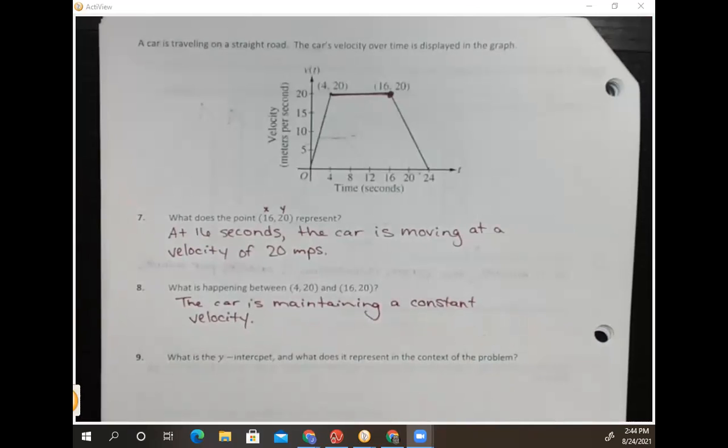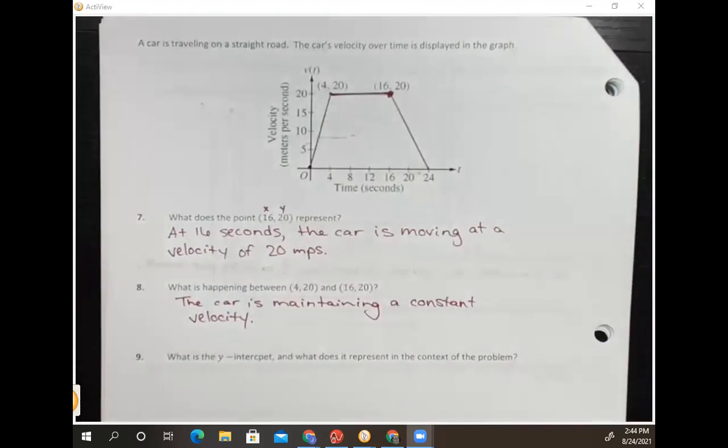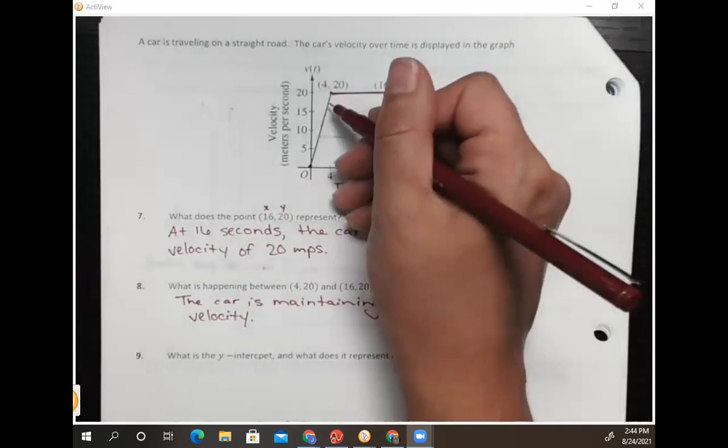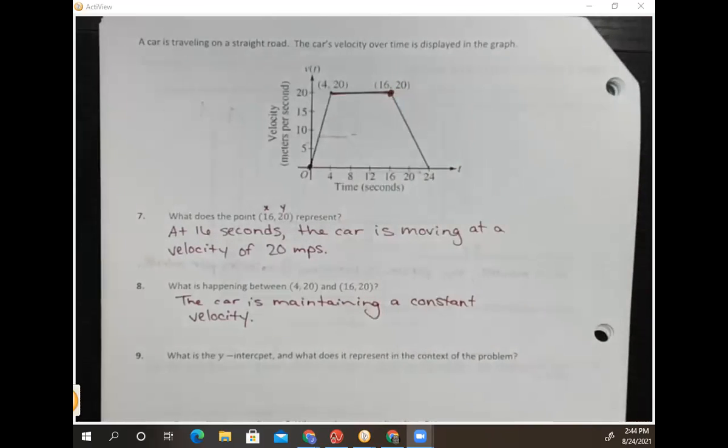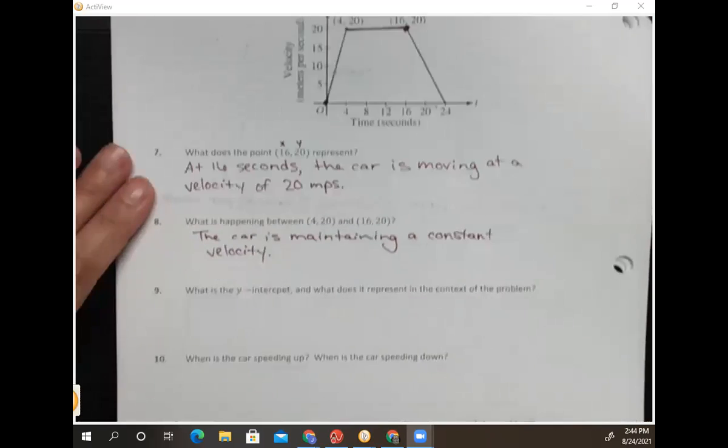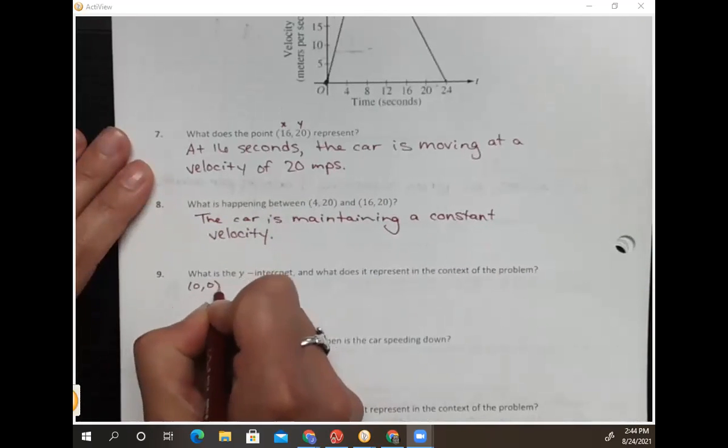Number 9, what's the y-intercept and what does it represent in the context of the problem? Remember, y-intercept is where we cross or touch the y-axis. Yeah, so this one is maybe a little tricky. I had a couple people earlier today say, I don't know if that's really 0 or not. The slope's pretty steep here. It looks to me like we're going to cross right at the origin there. And that's what you said as well. So I'm going to go with (0, 0). So our y-intercept is (0, 0).